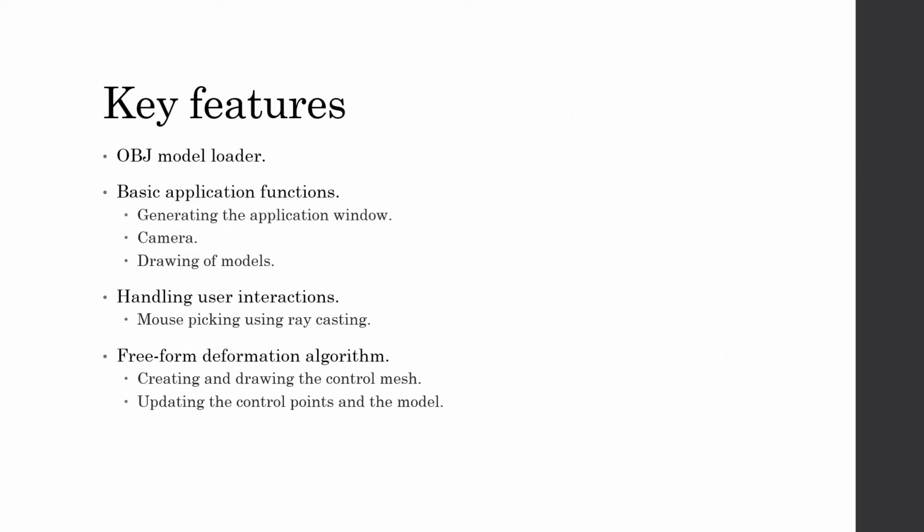The key features of the actual application will include an OBJ model loader, which can load in 3D models in the OBJ file format. Other key features include basic functionalities like window generation, camera movements, drawing of the 3D models, and functions that handle user interaction, such as mouse picking using raycasting to move the control points to different positions. And of course, the application will have functions that implement the freeform deformation algorithm, such as drawing of the control mesh and updating the model when a control point is moved.